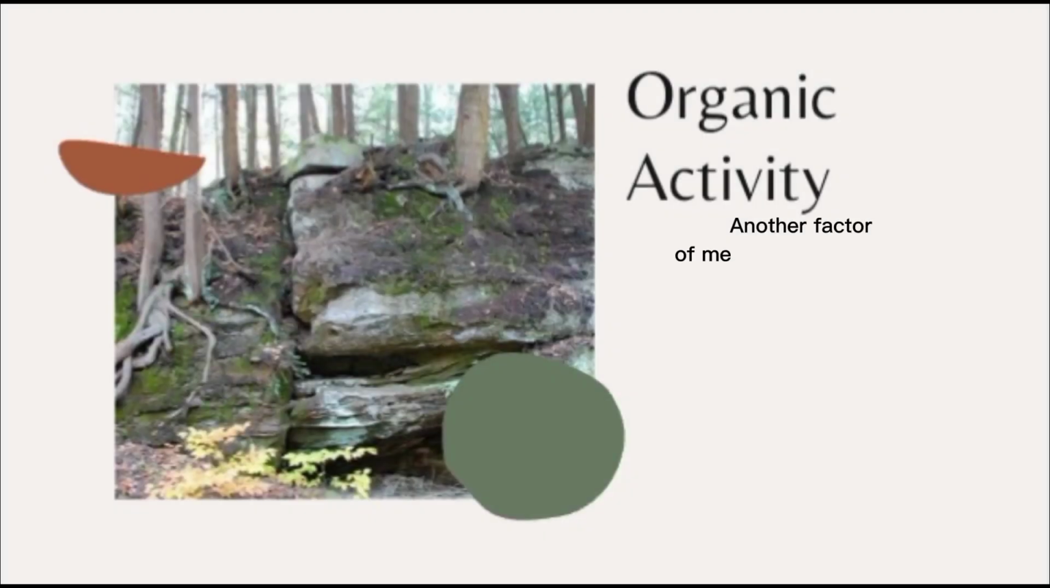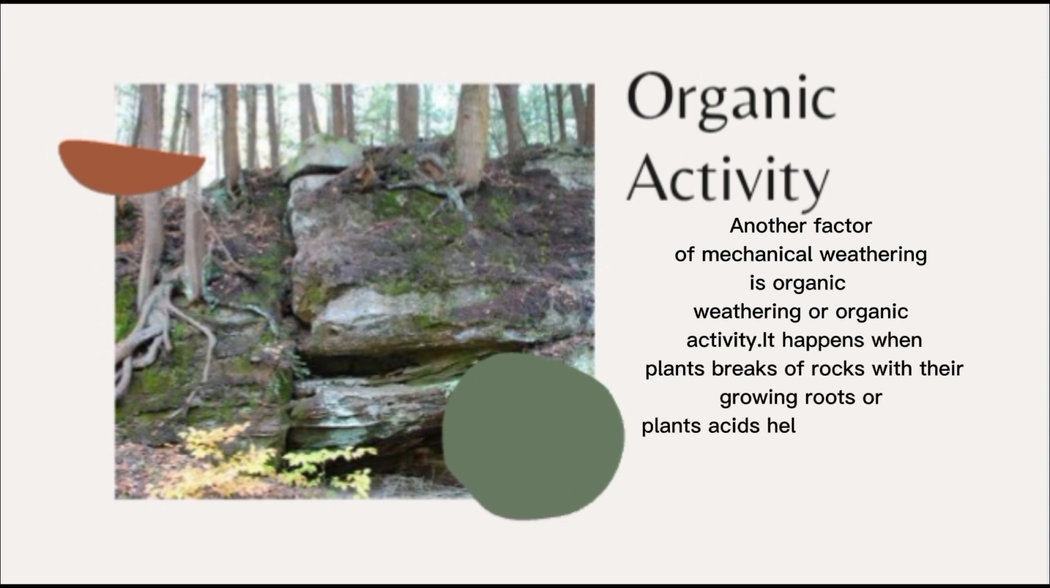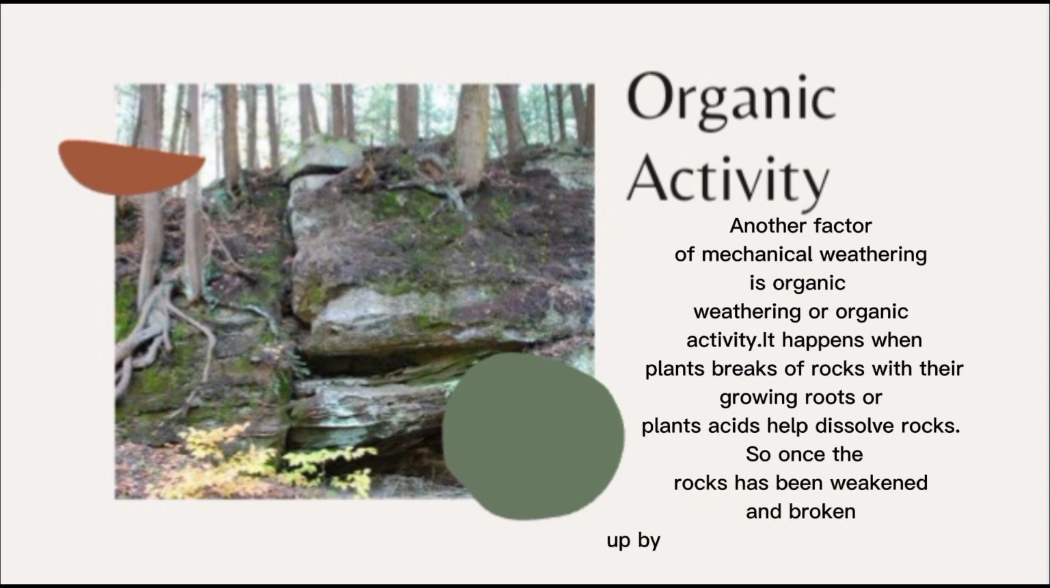Another factor of mechanical weathering is organic weathering or organic activity. It happens when plants break rocks with their growing roots, or when plants' acid helps dissolve rocks. So once the rocks have been weakened or broken up by weathering, they are ready for erosion.